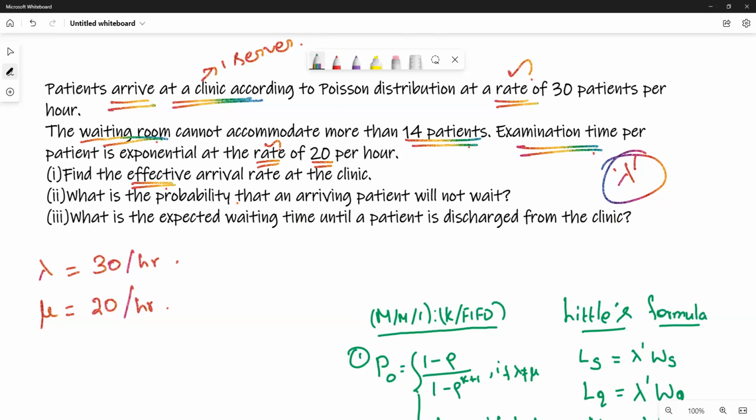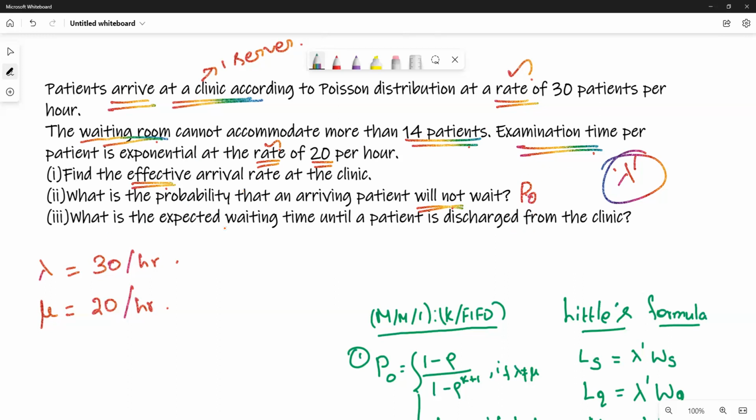Next subdivision, what is the probability that an arriving patient will not wait? So they are asking for the probability that an arriving patient will not wait, meaning the patient need not wait. He'll directly get into the service. When will that be possible? Only when the system is idle, that is, nobody is there in the system. That is, P naught is asked. What is the probability that the arriving customer will directly go to the service? So you have to find P naught.